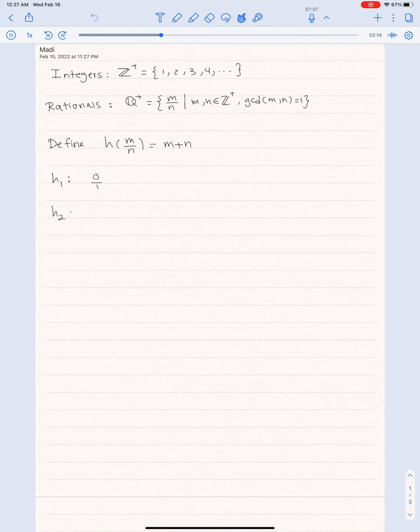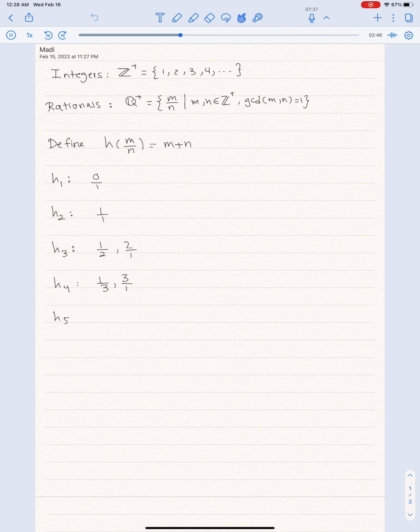What numbers have height 2? It's just 1 over 1. Height 3, we have 1 over 2 and 2 over 1. And that's about it. Height 4, we can have 1 over 3 and 3 over 1. Note that we don't put 2 over 2 because that's the same as 1 over 1.